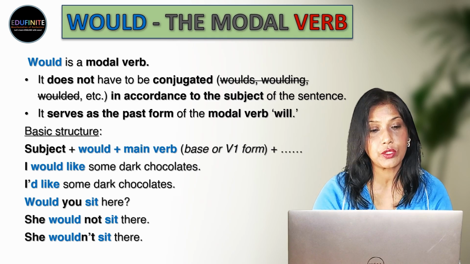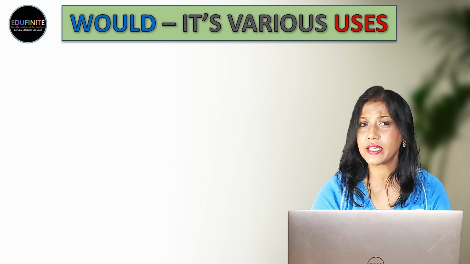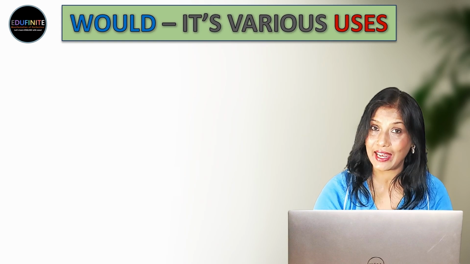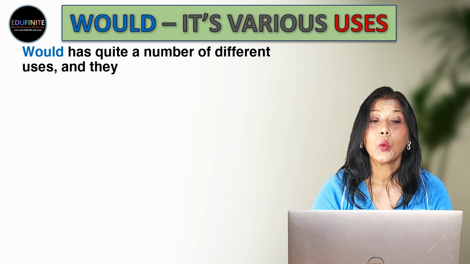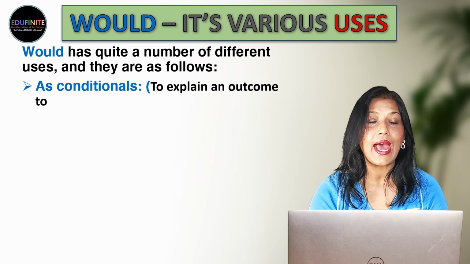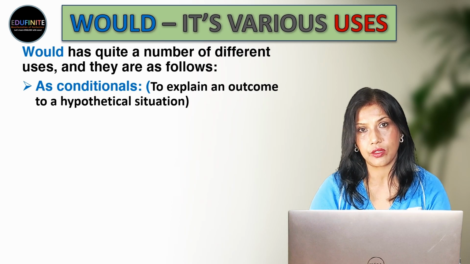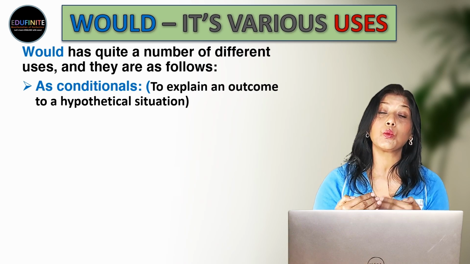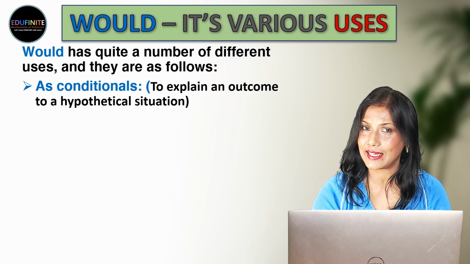Now we move on to would, its various uses. Yes, would is a little confusing, especially for students for whom English is a second language. So let's delve into the topic without much delay. Would has quite a number of different uses, and they are as follows. As conditionals, to explain an outcome to a hypothetical situation. That means suppose we think of a situation and then we try to assess what the outcome would have been. So let's look into the sentences to understand it a little better.